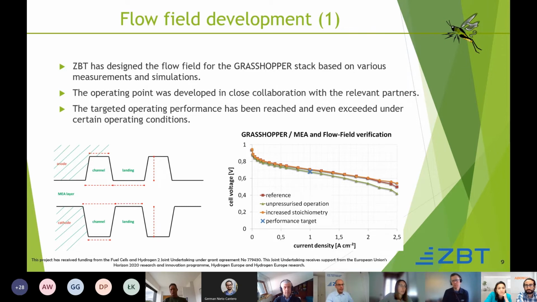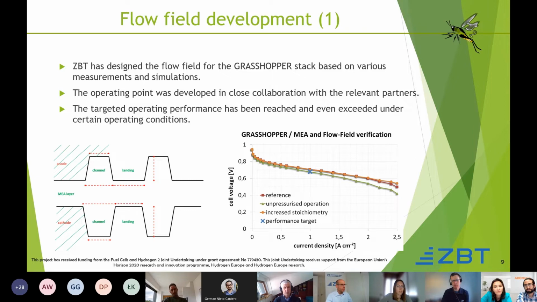We have validated this new design on a 25 square centimeter test cell base. And the result of these tests was that we have even exceeded the performance target. And under certain operating conditions, we were even able to further exceed this target performance. This is very important if you have to address some end-of-life topics where some degradation has taken place within the fuel cell stack. All these developments have been made on the 25 square centimeter test cell design.